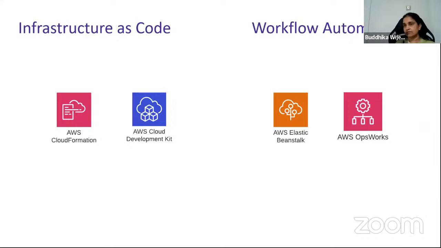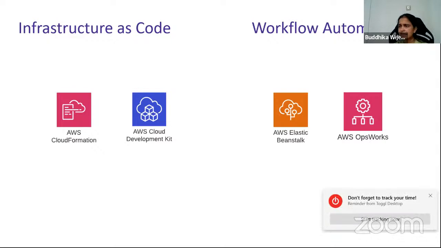And then the automation part of it, like infrastructure as code and workflow automation, is one of the very key practices that we have to have in our systems in order to get the maximum advantage of DevOps. So from AWS, we can use CloudFormation and Cloud Development Kit (CDK) in order to set up infrastructure as code. And for workflow automation, we also have Elastic Beanstalk and OpsWorks. These services can be used.